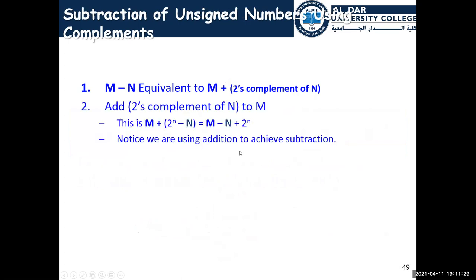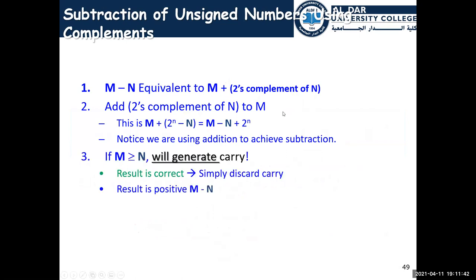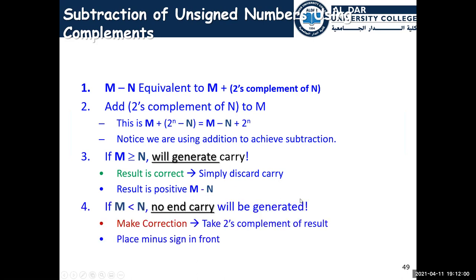I told you that we need just one complement to make sure that we have the subtraction. And after that, maybe we need a correction according to M and N, which one is greater than the other. If M is greater than or equal to N, we generate a carry. So the result is correct. There is no problem because, for example, we subtract 100 minus 10. There is no correction and the result will be positive.